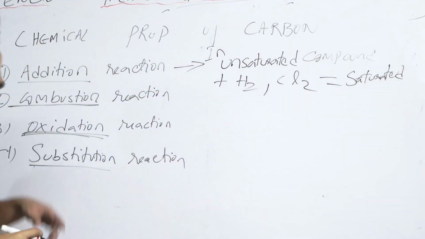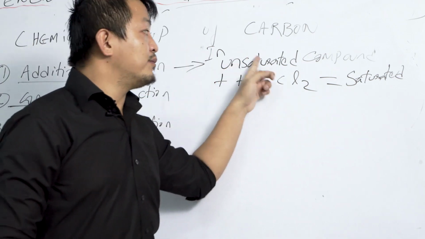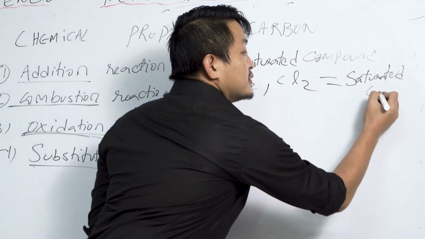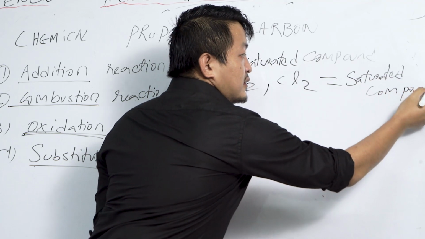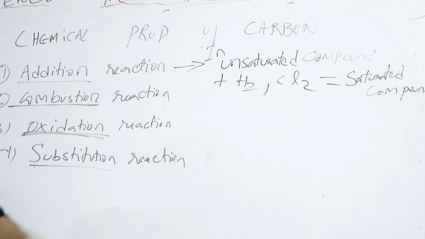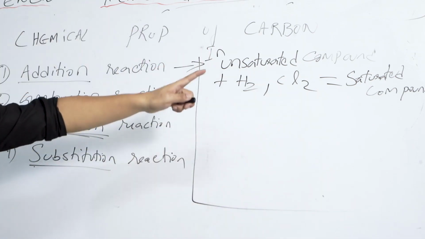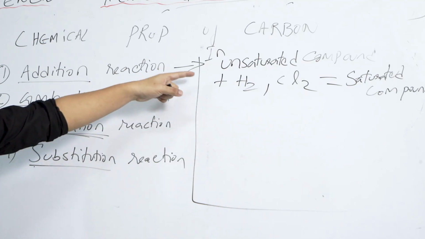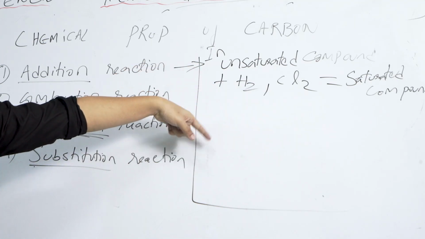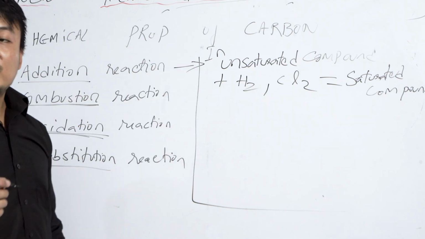See, this is an addition reaction, but they can ask a question in a different way. They can ask, how will you convert an unsaturated compound into a saturated compound? Clear? So we can convert unsaturated into saturated by adding molecules like hydrogen or chlorine in the presence of a catalyst.